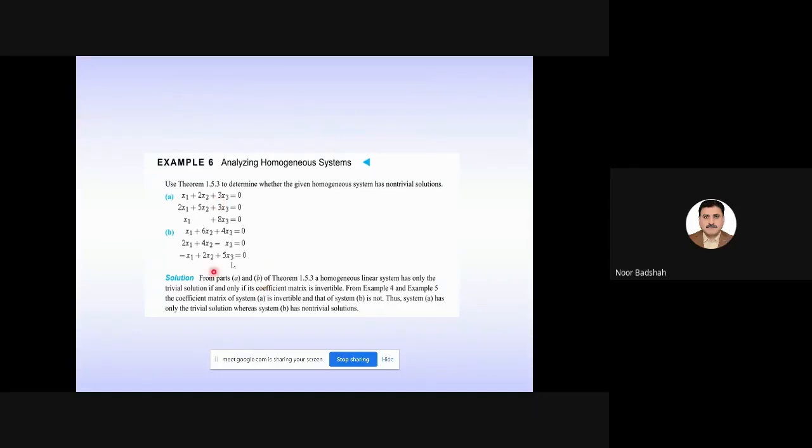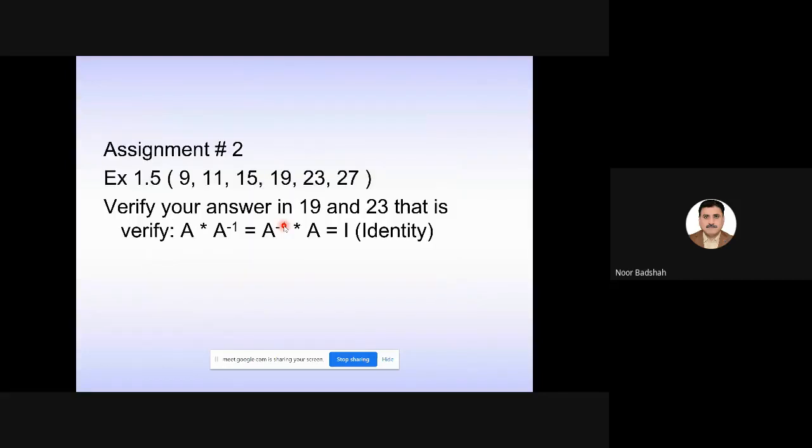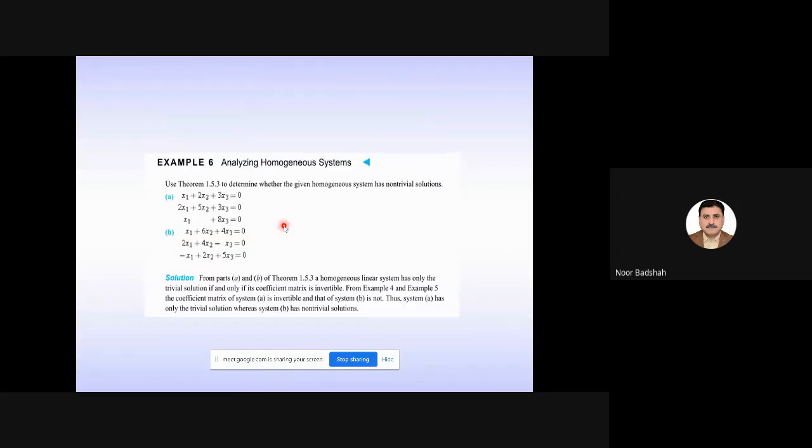In this case, we are going to check whether the system has only trivial solution or it has non-trivial solutions. For that, obviously, we'll check whether the system is singular or non-singular. Right? So check the coefficient matrix and convert that into echelon form. If the coefficient matrix has a 0 row in echelon form, it will be singular. Otherwise, it will be non-singular.